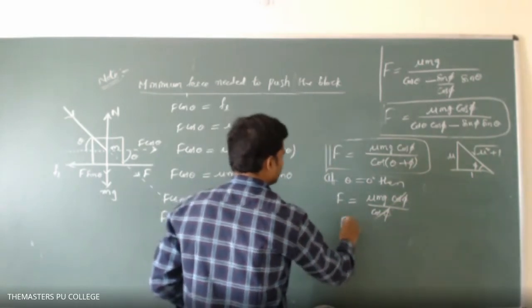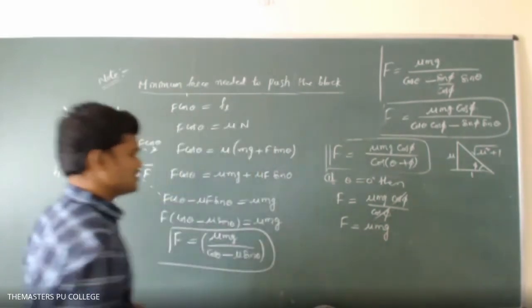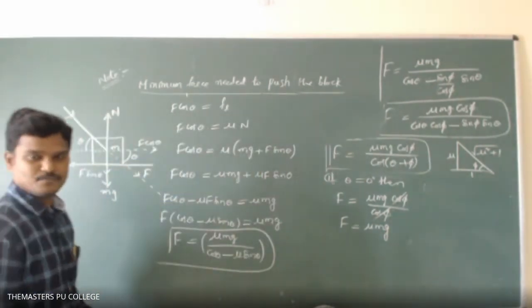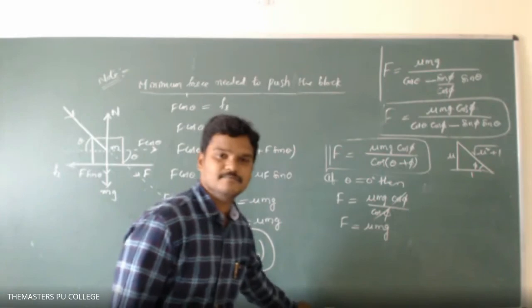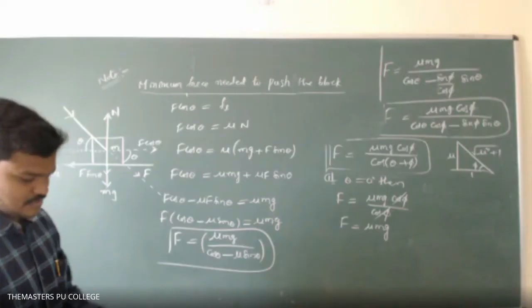Yeah. What is the answer now? F is equal to mu mg. Let us try one more concept because I need to finish one more concept now. Take this. Write down one more concept. Written, sir. Yeah, I'll wait.